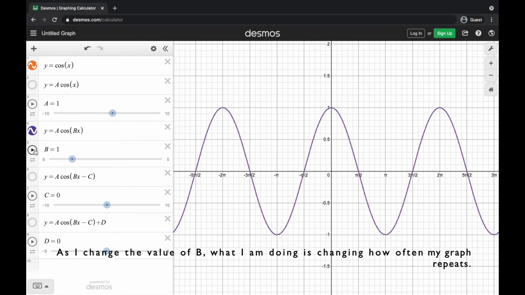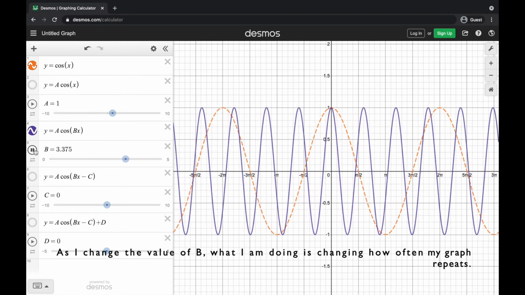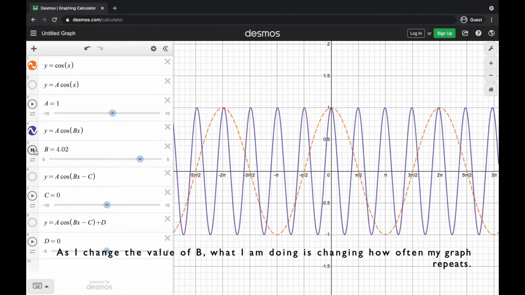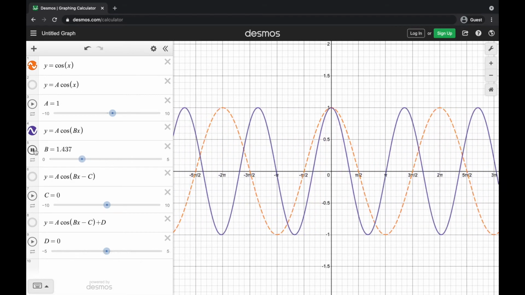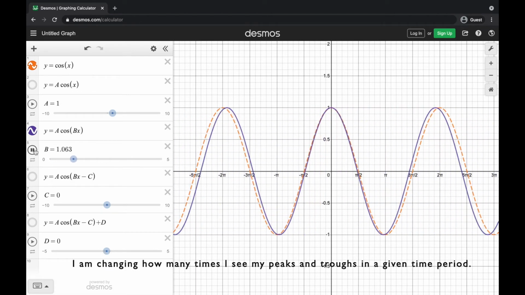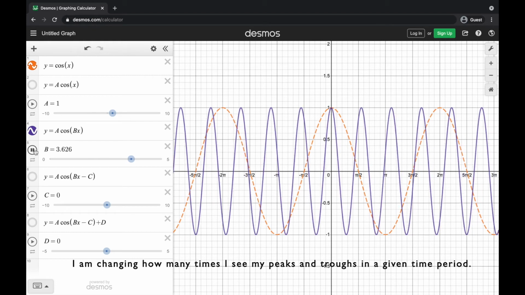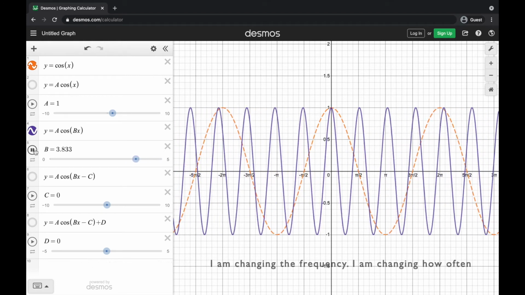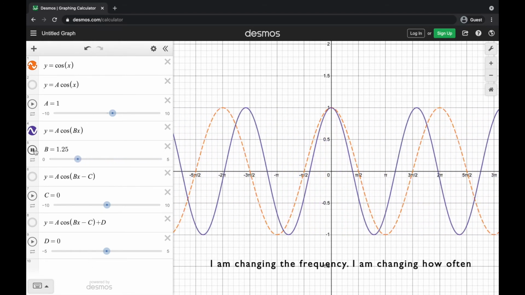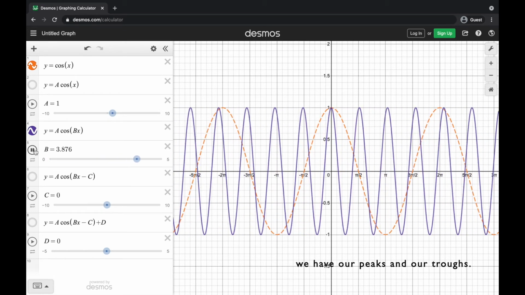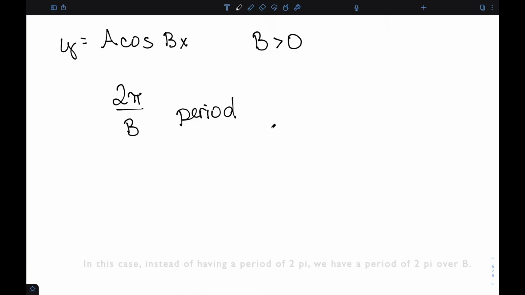As I change the value of b, what I'm doing is changing how often my graph repeats. I'm changing how many times I see my peaks and my troughs within a given time period. So I'm just changing the frequency. In this case, instead of having a period of 2 pi, we have a period of 2 pi over b, since the b does affect how often I see this function repeat.